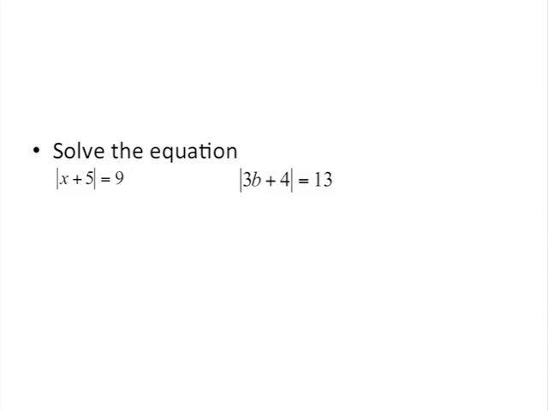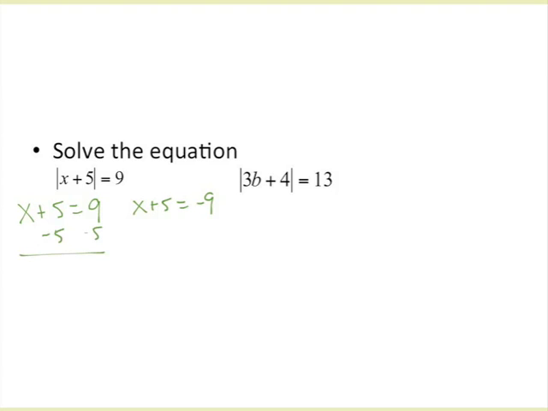Okay, so then we have some absolute value equations here. An absolute value equation has two solutions. This is what we learned in our last lesson. We solve them by setting the inside equal to the positive and setting the inside equal to the negative and solving the two equations individually.